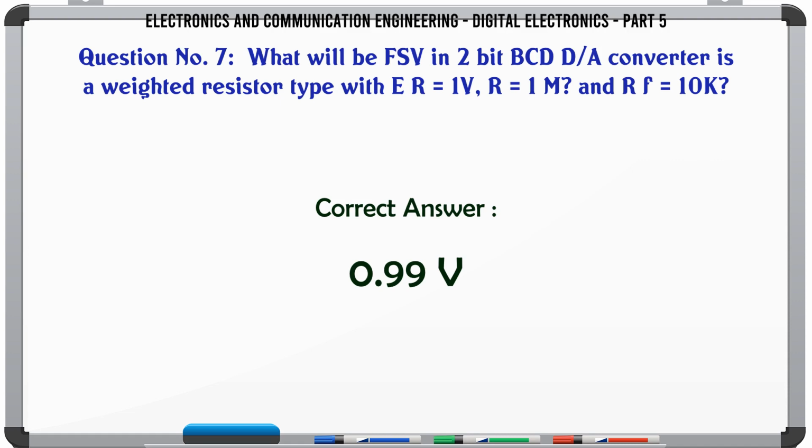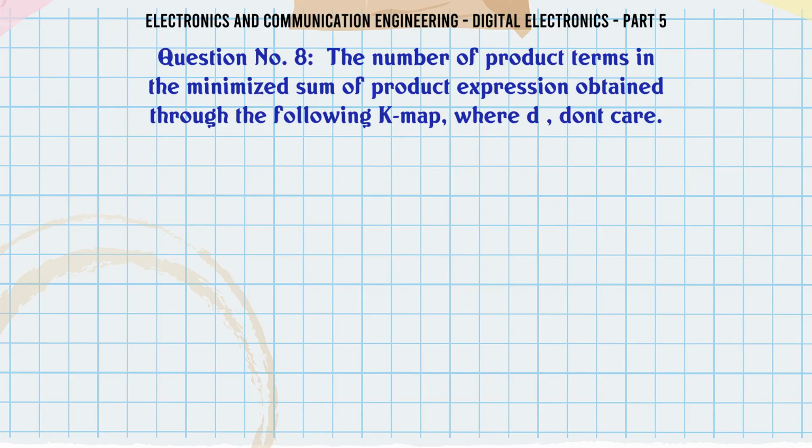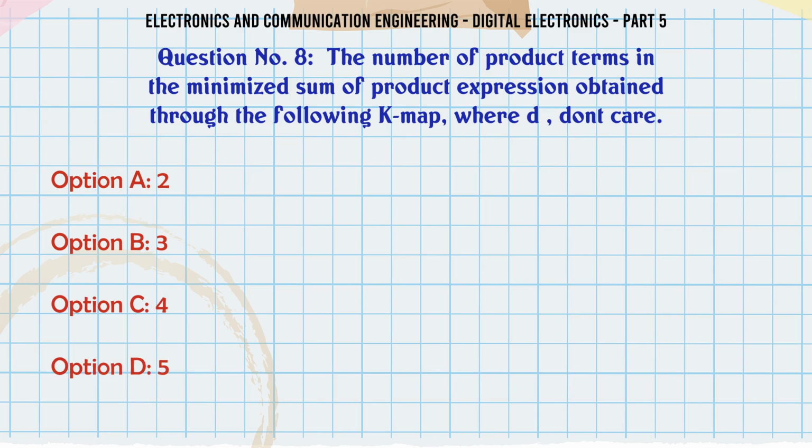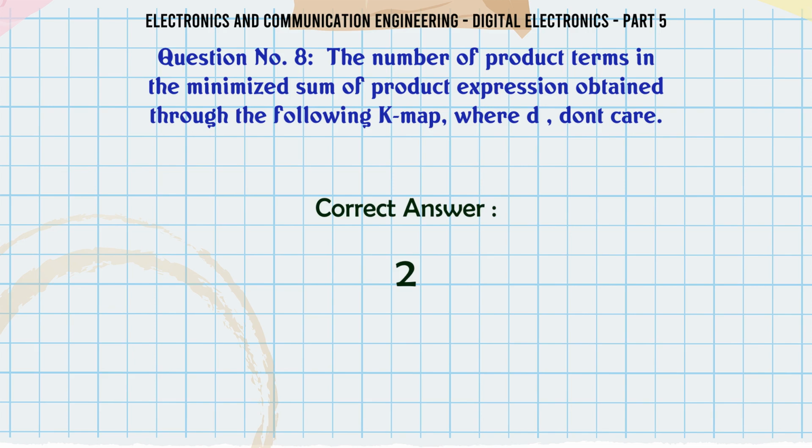The correct answer is 0.99V. The number of product terms in the minimized sum of product expression obtained through the following K-map, where D is don't care: A. 2, B. 3, C. 4, D. 5. The correct answer is 2.